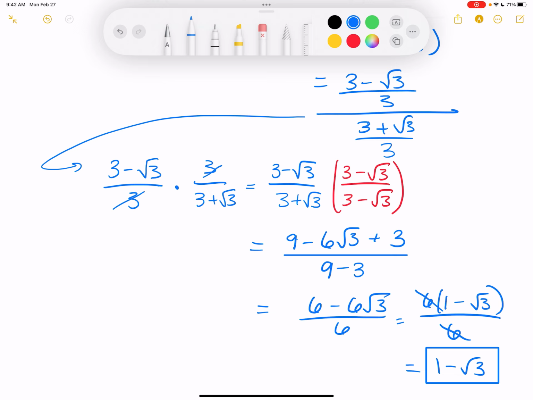Where'd you get the 6 from on top? 9 minus, well, 9, wait, yeah. It's not 9 plus. Yes.